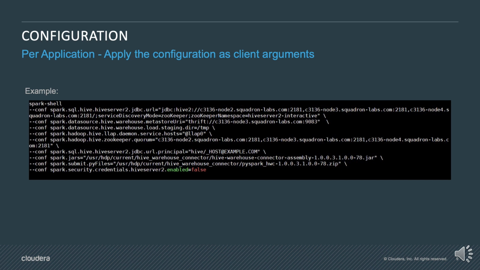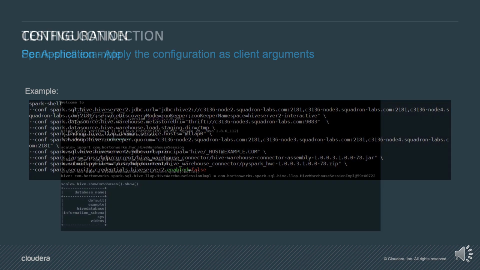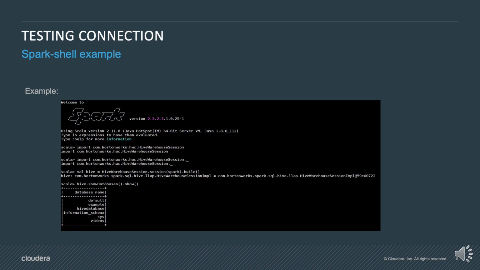After having configured our Spark2 to use the Hive Warehouse Connector, we can use the following example, as shown in this picture, to verify that our connection from Spark is actually connected to the Hive catalog and displaying the databases that we have in there.